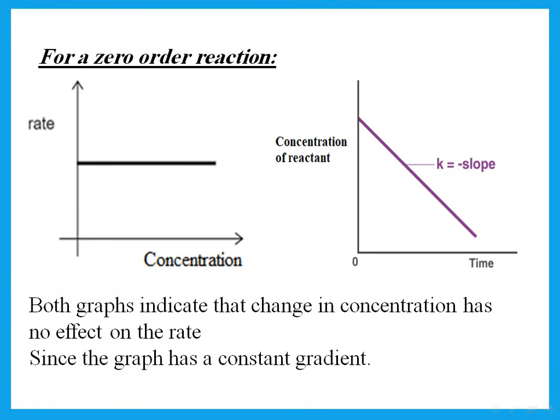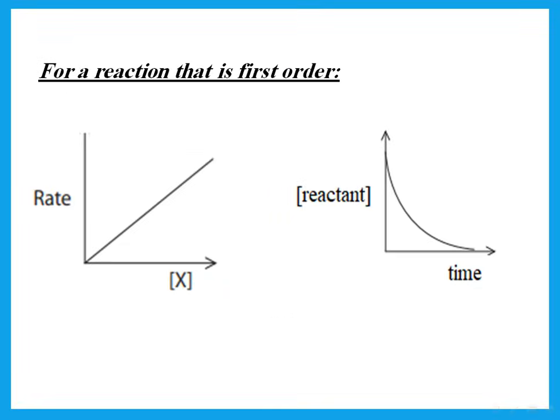Again, for a zero order reaction, a change in the concentration has no effect on the rate. But the concentration of the reactant will decrease with time. So if we're doing concentration of reactant versus time, it decreases directly. Both graphs indicate that the change in concentration has no effect on the rate, and that means the graph has a constant gradient.